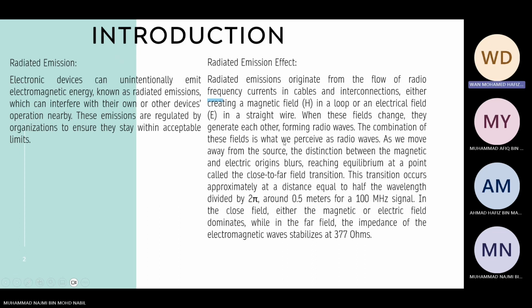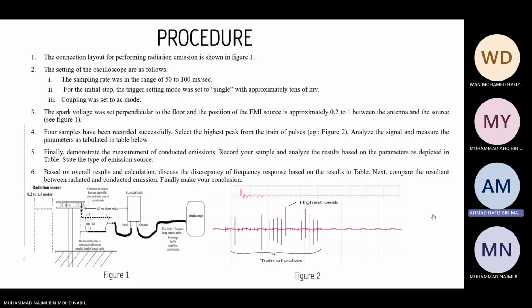So next, someone will talk about the procedure. So for the procedure, firstly, we can look at the connection layout for performing radiated emission in Figure 1. So we have to set up based on that. Setting the oscilloscope are as follows. We set the sampling rate at 50 to 100 millisecond per second. For the initial start, the trigger mode was set to single with approximately tens of millivolts. Coupling was set to AC mode.